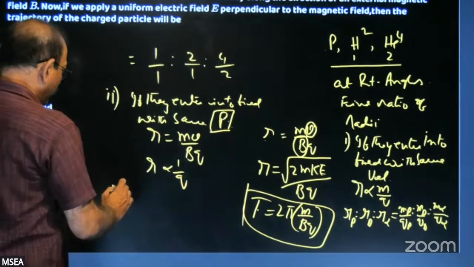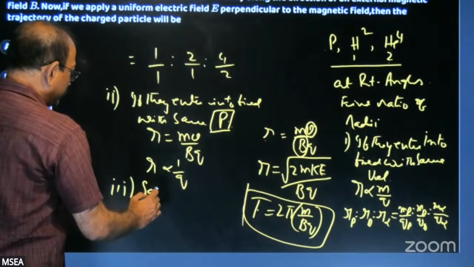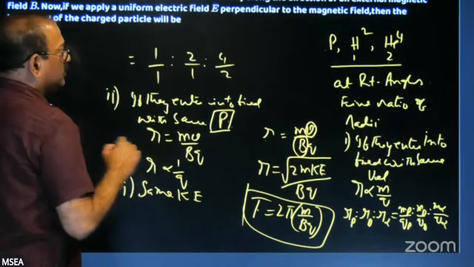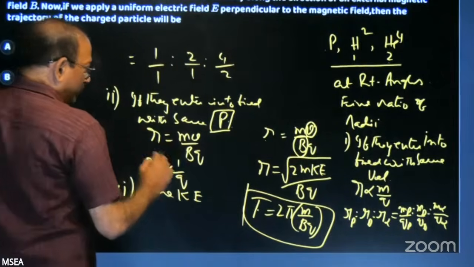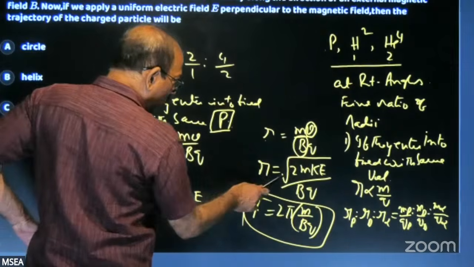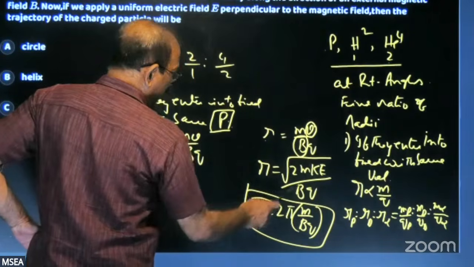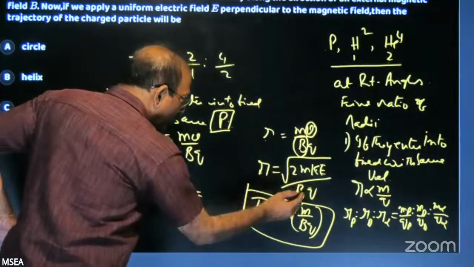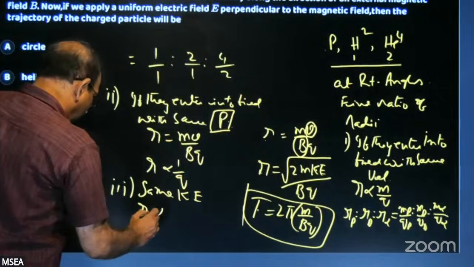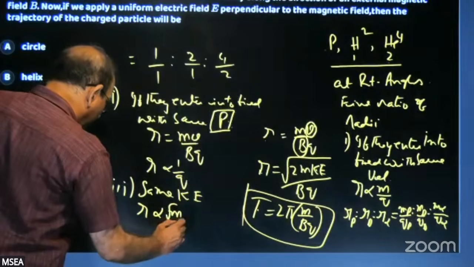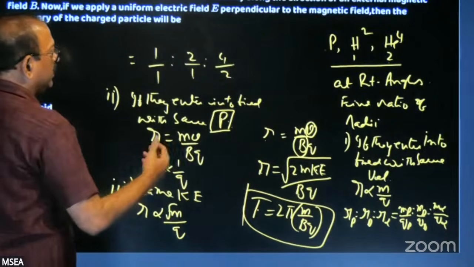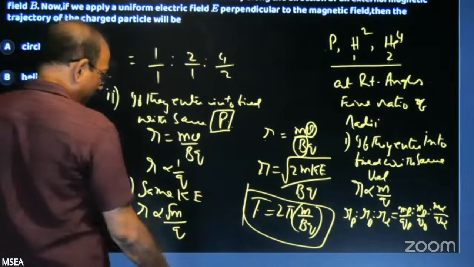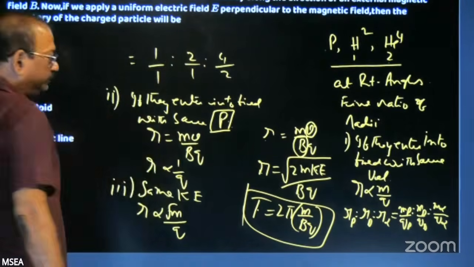Third, they enter the field with the same kinetic energy. For these three particles, find the ratio. With the same kinetic energy, take root 2m K by Bq. K is the same and B is the same, so R is proportional to root m by Q. Apply this and find the ratio. These are very important models.